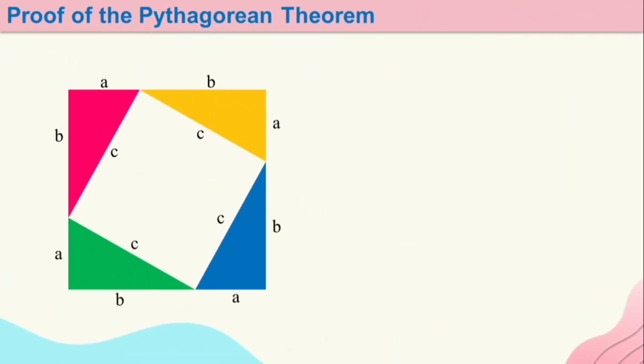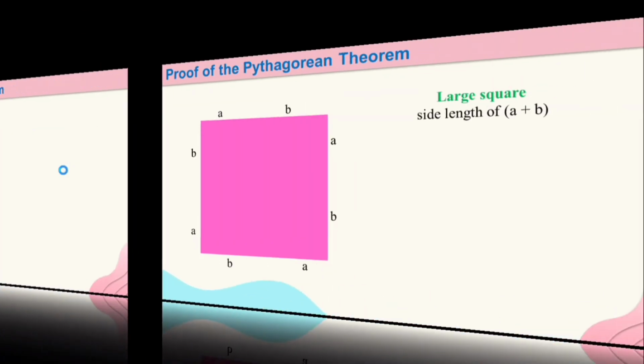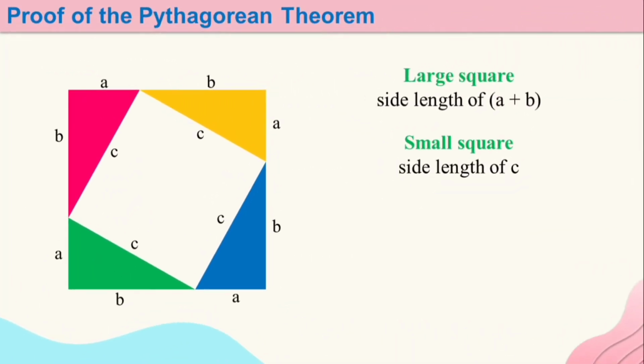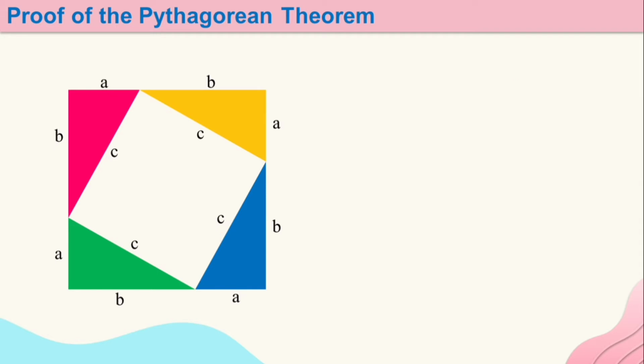Now let's make 3 more copies of this triangle and arrange them like this so that we get 2 squares. The larger square has a side length of A plus B, while the smaller inner square has a side length of C. We can calculate the areas of all of the shapes.